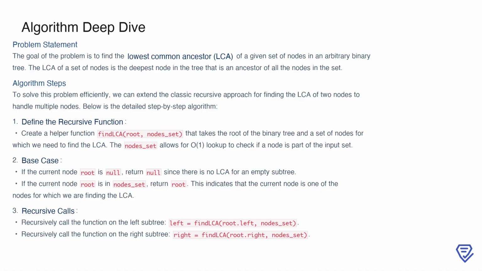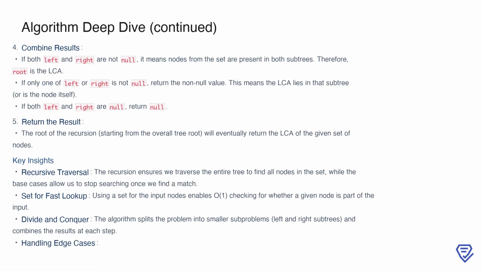The recursive part of the algorithm then delves into both the left and right subtrees to search for nodes in the input set. Once we've made recursive calls to both the left and right subtrees, we combine the results to determine the LCA. If both the left and right results are non-null, it indicates that nodes from the input set are found in both subtrees. In this case, the current node becomes the LCA.